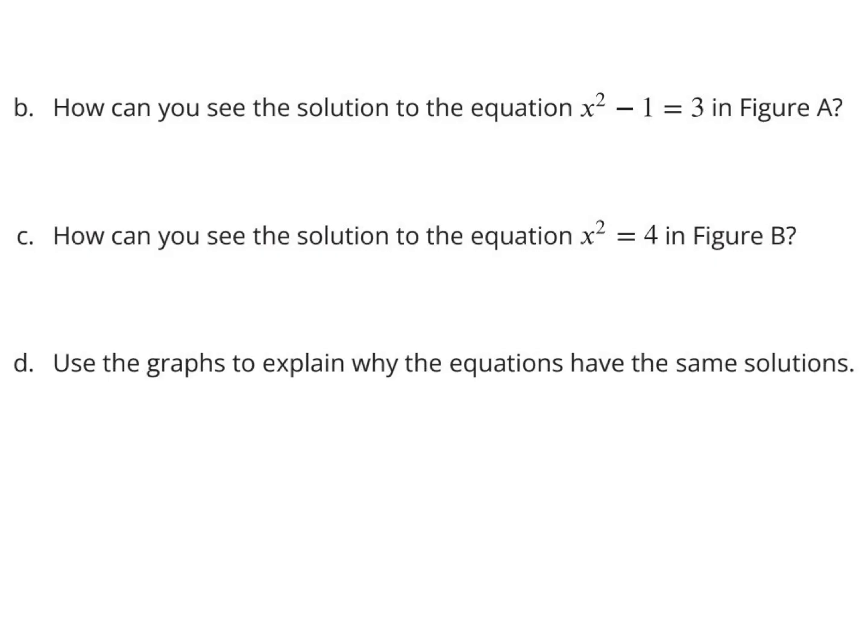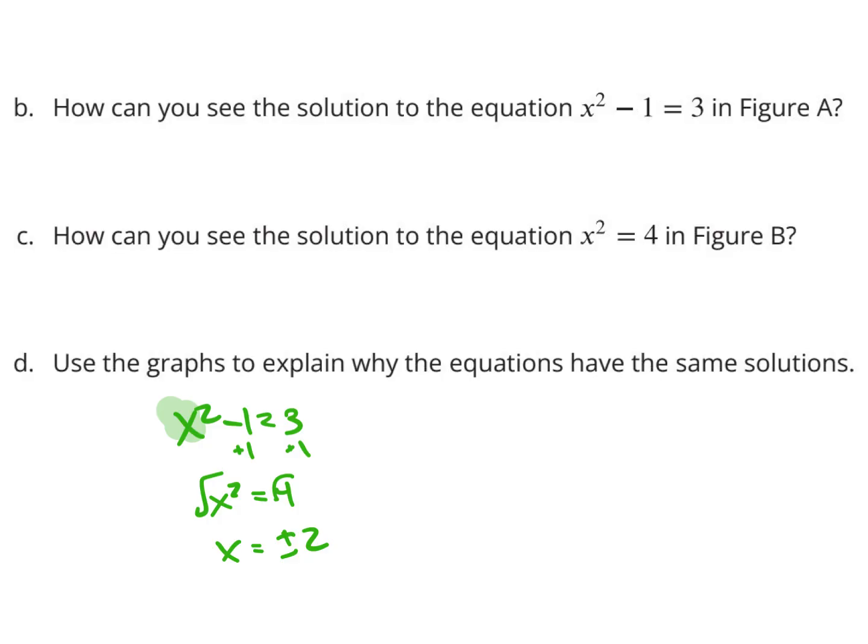Use the graphs to explain why the equation had the same solution, and we did that because if you take x squared minus 1 equal to 3, we add 1, we get x squared equal to 4. I probably should have moved it over. And take the square root, you get x equals plus 2 and minus 2. That's what x is equal to. That's not what y is equal to.